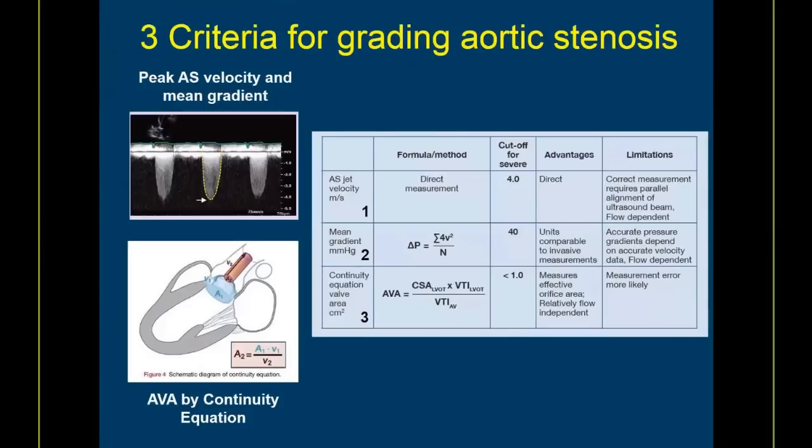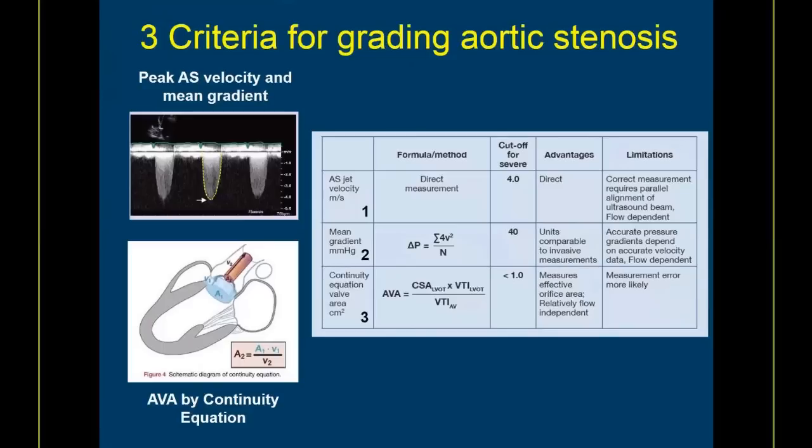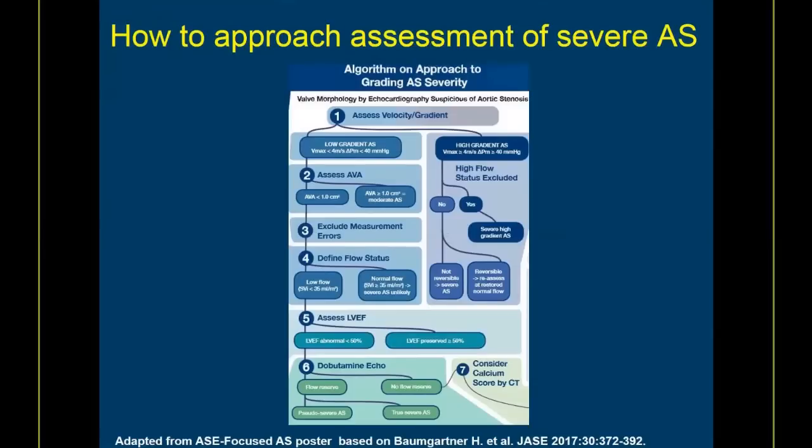So we see the three criteria for grading aortic stenosis in the guidelines. We've seen the importance of the LVOT measurements, but there are a lot of inherent measurement limitations. The guidelines presented a new grading approach for severe aortic stenosis based on gradients, flow, and LVEF, again with less of an emphasis on aortic valve area in the initial evaluation. That algorithm is shown here, and I'm going to spend just a few minutes reviewing it and then follow with some specific case examples.